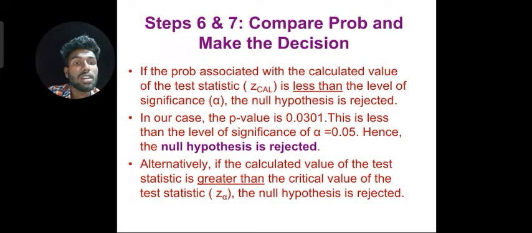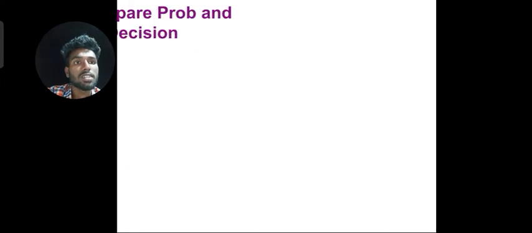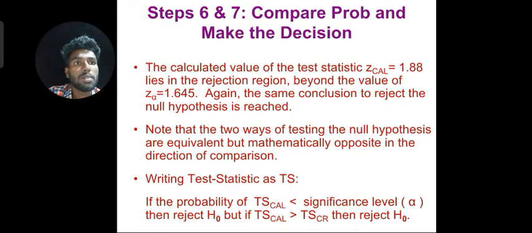Alternatively, if the calculated value of the test statistic is greater than the critical value of the test statistic, the null hypothesis is rejected. Compare probability and make the decision. The calculated value of the Z statistic, Zcal 1.88, falls into the rejection region beyond the value of Z equal to 1.645. Again, the same conclusion, to reject the null hypothesis, is reached.